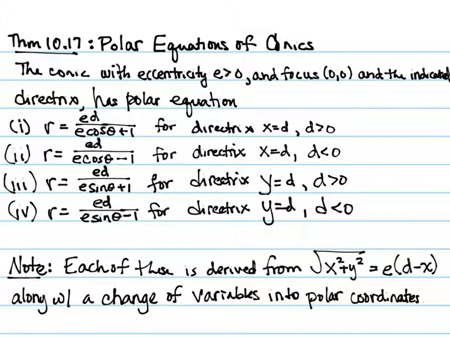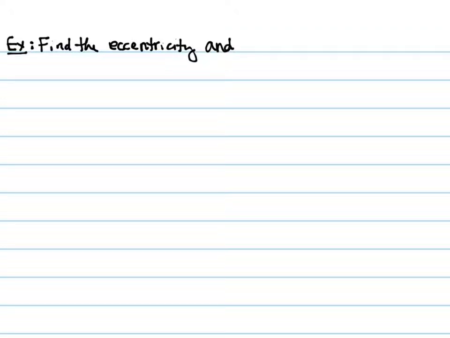Okay, and what I have remaining for us after these is example problems. I think it's 3 example problems of how we can use this information. So here's our first one. We're going to find the eccentricity and distance from the pole to the directrix of the conic.